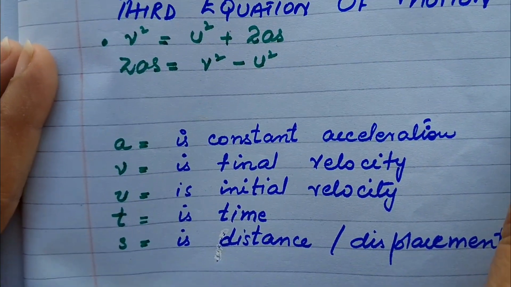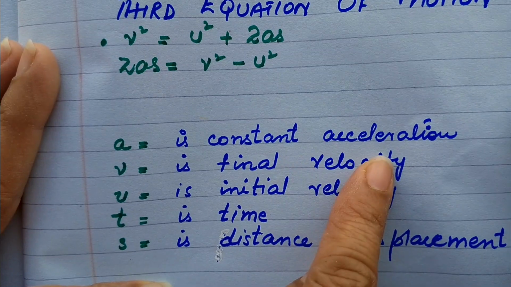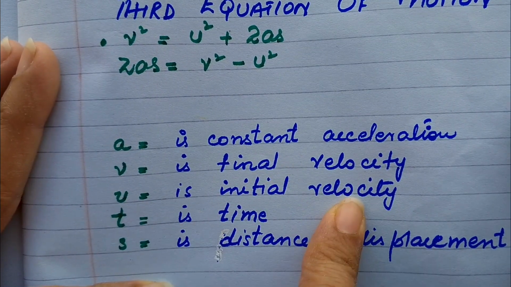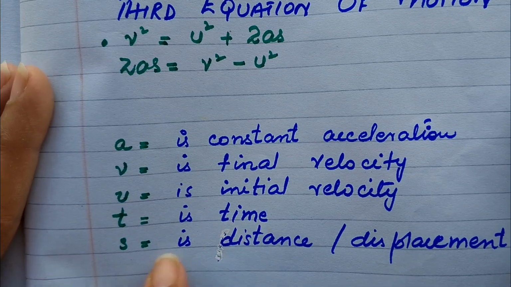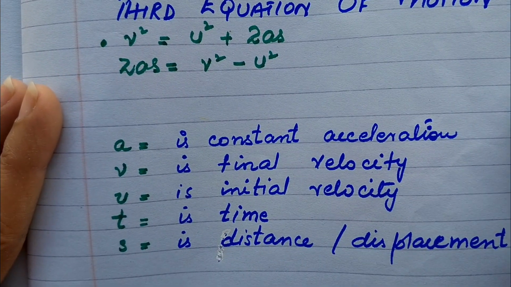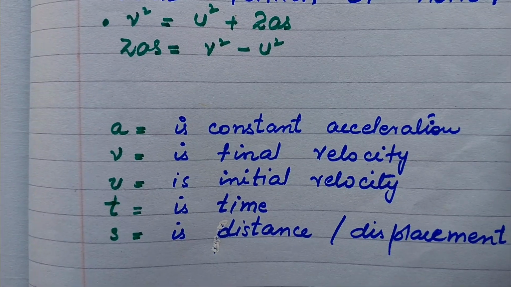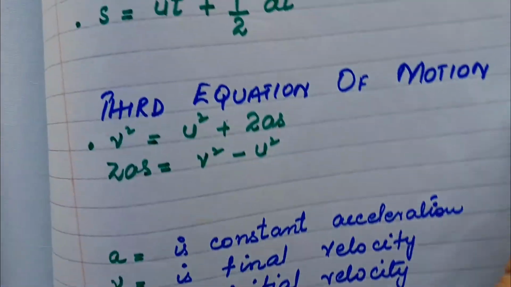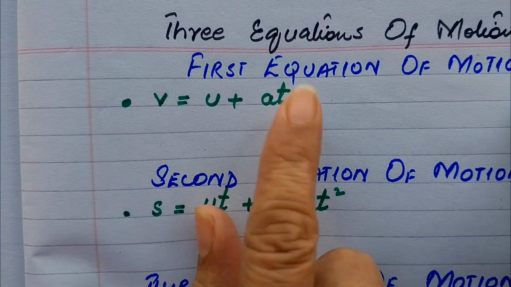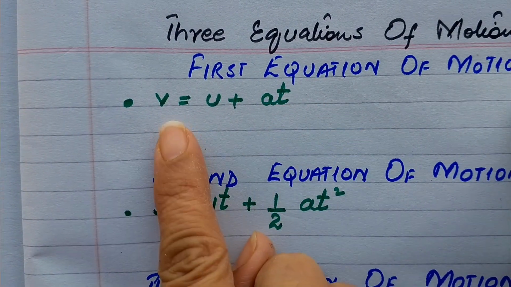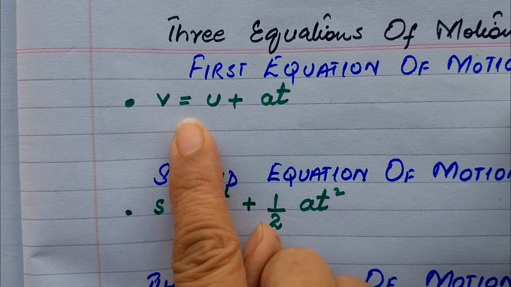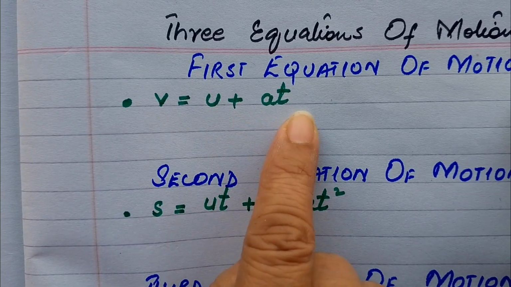So let's see. a is constant acceleration, v is final velocity, and u is initial velocity, t is time and s is distance or displacement. These are the terms which are used in the first, second, third equations of motion. These equations of motion are used to find the velocity, acceleration, time and distance of any object.